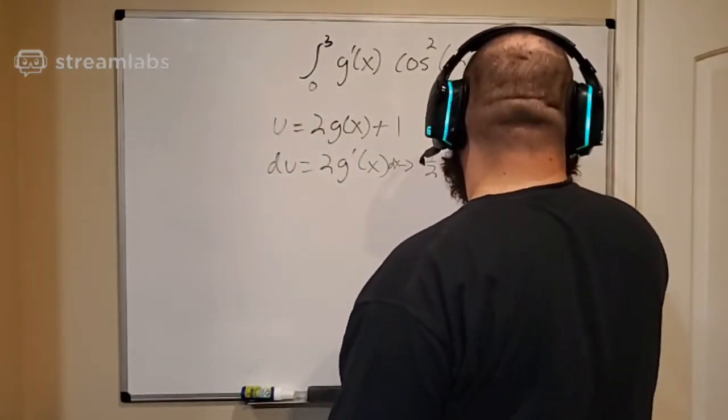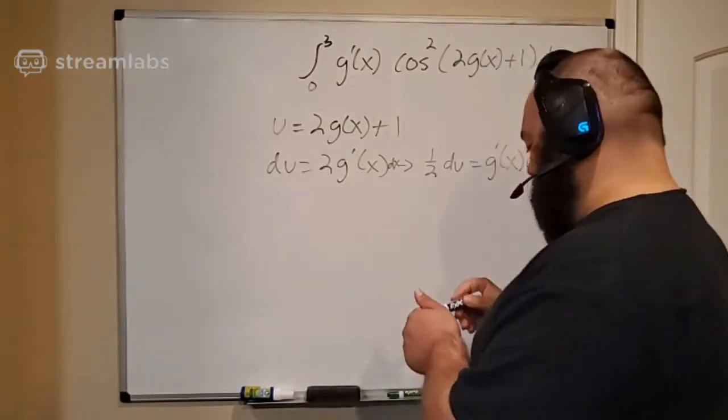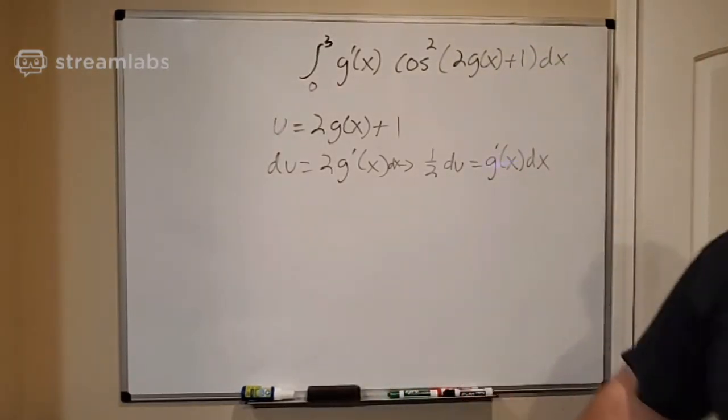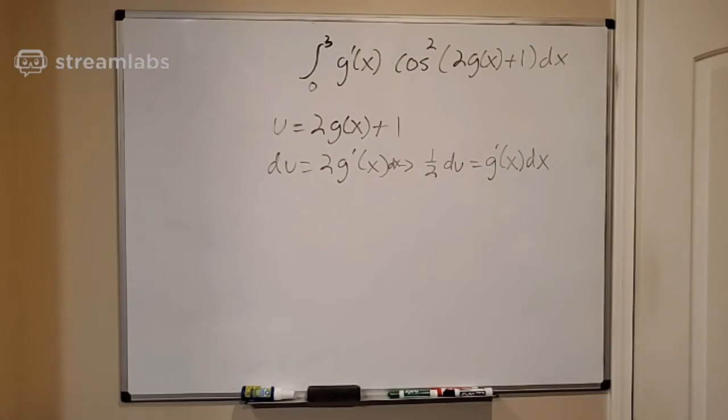That one's marker's dying. If you tried to just take the antiderivative without u-subbing it, you won't be able to take the antiderivative of cosine squared.